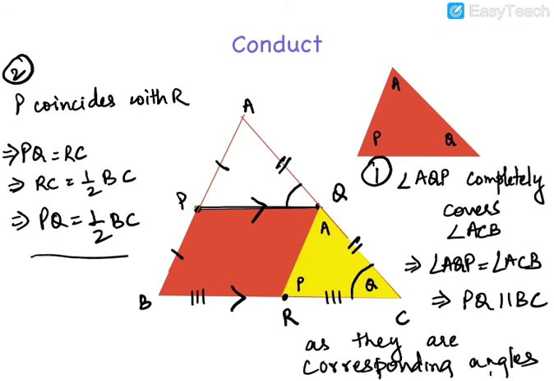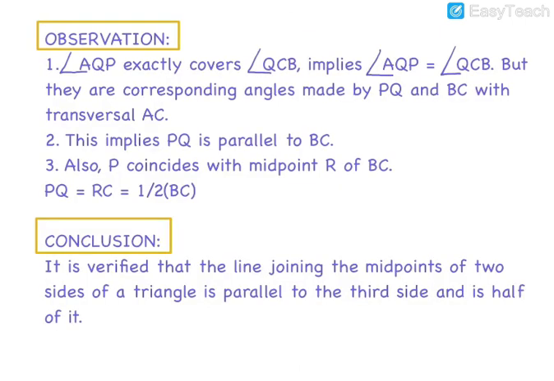Hence, we have verified the midpoint theorem, which states that the line joining the midpoints of two sides of a triangle is parallel to the third side and half of it. With this, we come to the end of this video lesson.